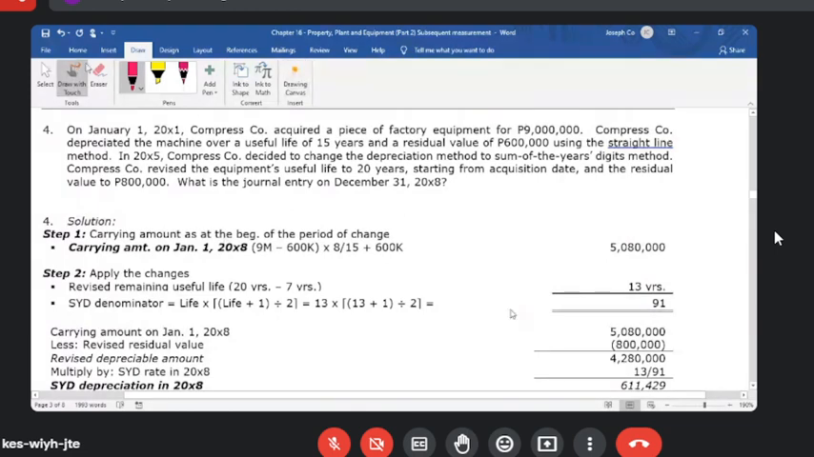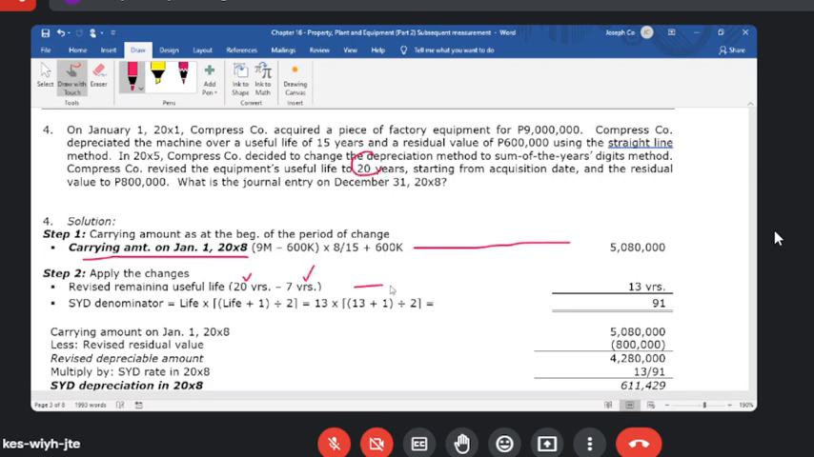First, step one, you need to know the net book value at the beginning of 20x8, where 9 million minus 600,000 times 8 over 15, because 8 years is the remaining life. That's with the salvage value. And then the revised life, 20, the new, minus the age 7, remaining life is 13 years, no?